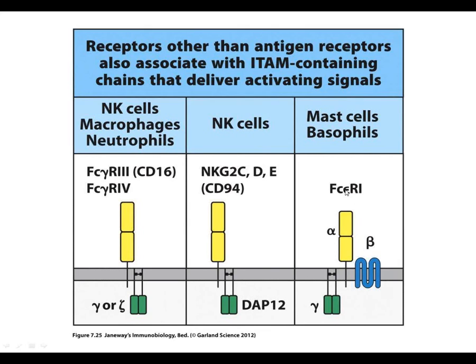Okay, Fc epsilon R, and then there's just a designation 1, 2, 3 because there can be more than one receptor for each antibody. So in the case of IgG, there's 3: 16, 32, 64. 64 is Fc gamma R1. Fc gamma R2 is actually inhibitory, and then Fc gamma R3, CD16. And then on mast cells, there's Fc epsilon R1, the primary mast cell receptor.